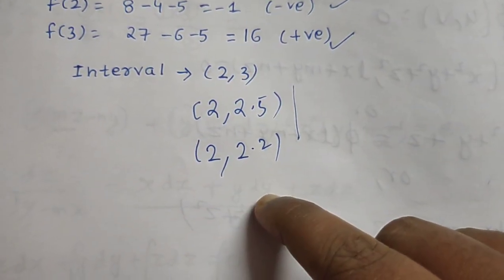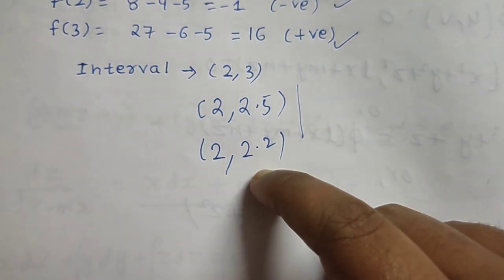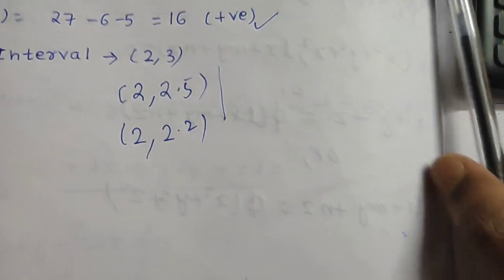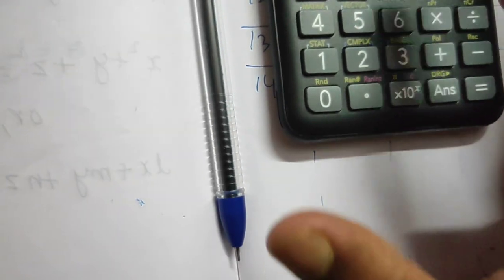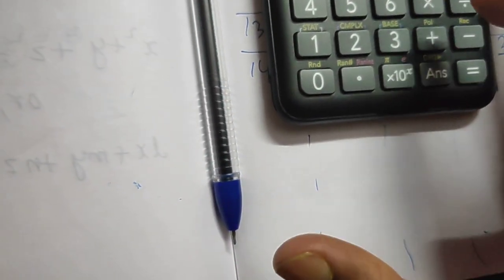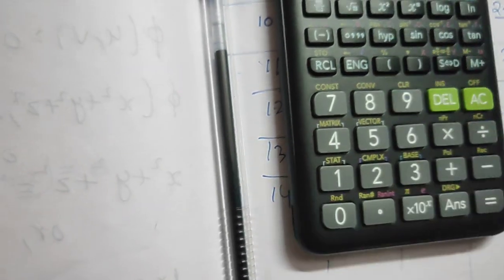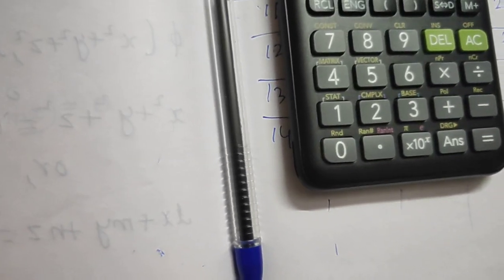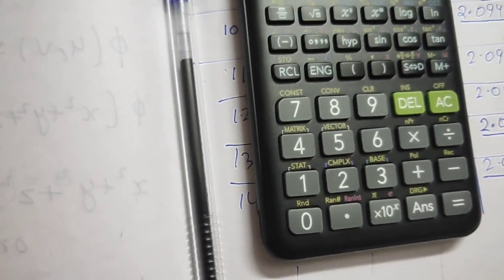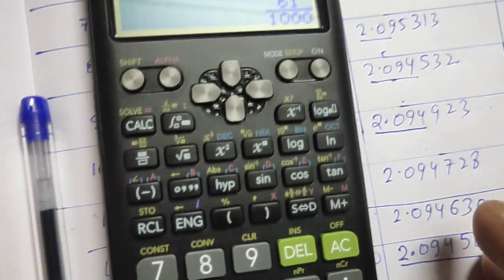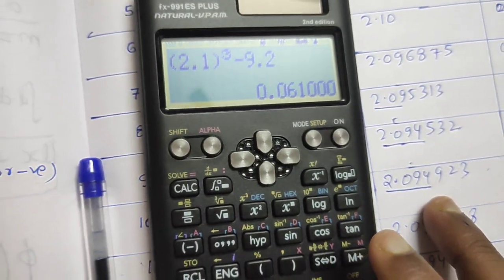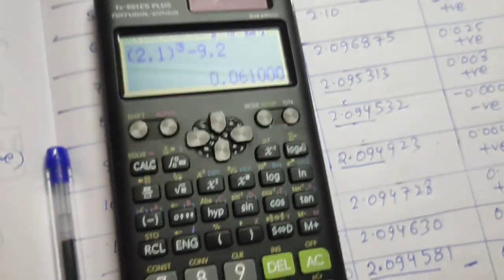Now between 2 and 2.2, again, as I can see the root beside me, so let's go for 2.1. So 2.1 cube, and then I go for 2.1, 4.2 and 5, 9.2, minus of 9.2. 0.06. Fine, but still positive.